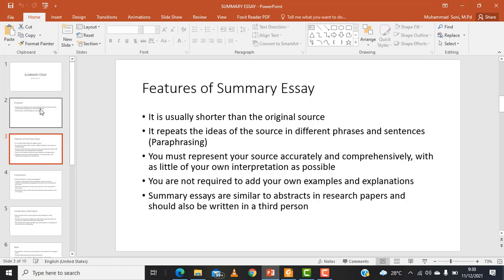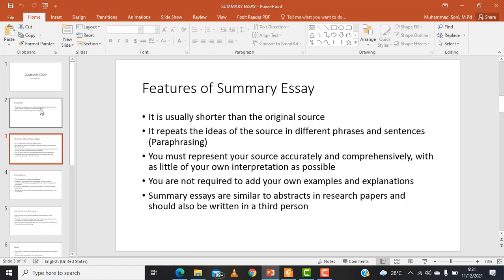One of the common mistakes when students are asked to write a summary essay is that they make some direct quotations from the original source into their summary essay. This is actually wrong. Why? Because in a summary, you have to write everything you understand from the text using your own words. Yeah, so that's paraphrase.